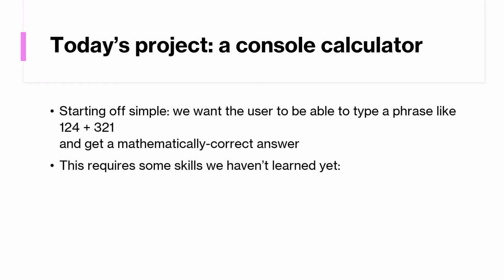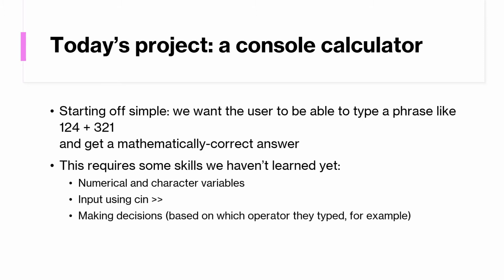This requires some skills we haven't learned yet in this series, and that is, of course, the point of this video. First, we have numerical and character variables. Okay, we haven't learned how to read in numbers or characters from the input yet, or how to store them as variables. That's where we need a new style of input using cin and the greater than operator. And then finally, to decide which math to do based on which operator they typed, we need to be able to make decisions.